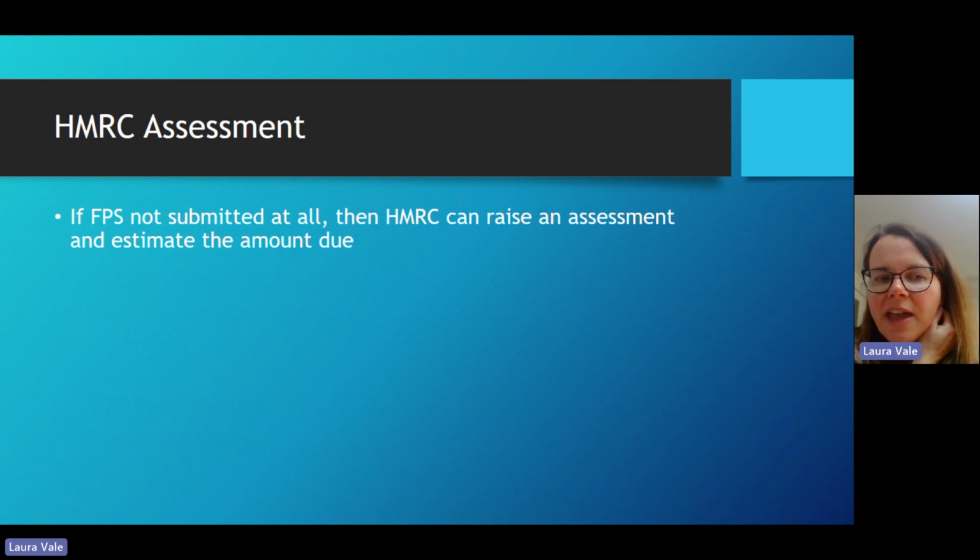Note as well that if the FPS is not submitted at all, then HMRC can raise an assessment and estimate how much they think is due. So you can't just avoid it and hope for the best.